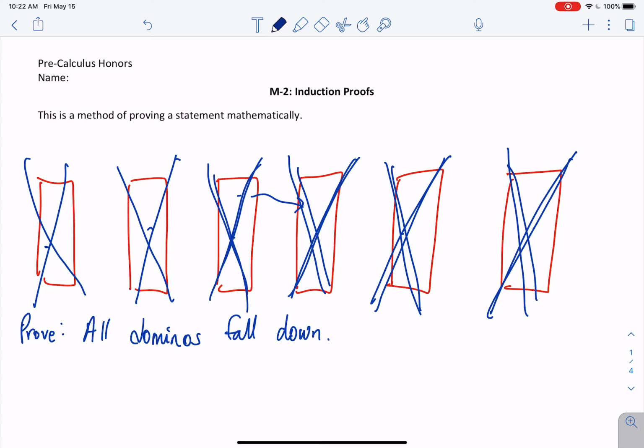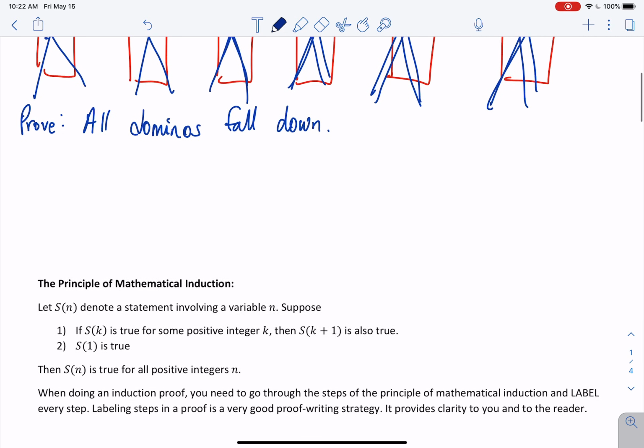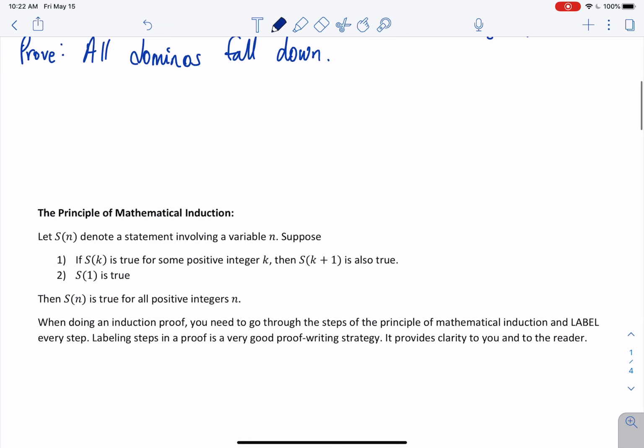We start off with our initial value, saying that that works, that fell, and then we know that as long as one falls, everything after it falls. So that's our non-math kind of logic on this. So let's think about how this works in a more math context. There's some mathy words for this.